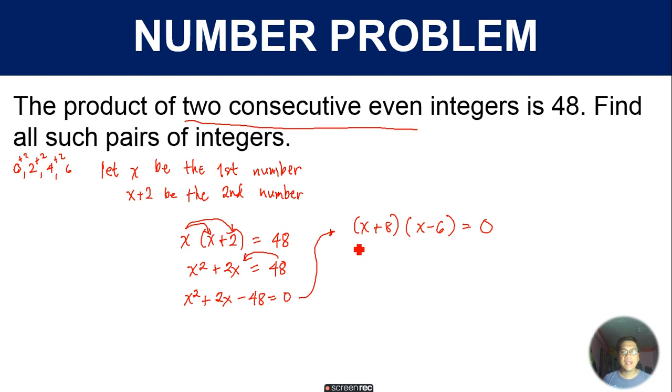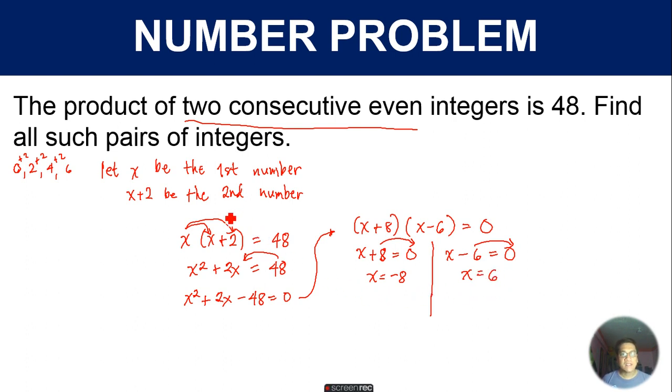And then, apply the zero product property. So, x plus 8 will be equal to 0, and then x minus 6 will be equal to 0. Okay, so let's now solve for the value of x. So, transpose. So, this will be x equals negative 8. Then, transpose there. So, x is equal to positive 6.